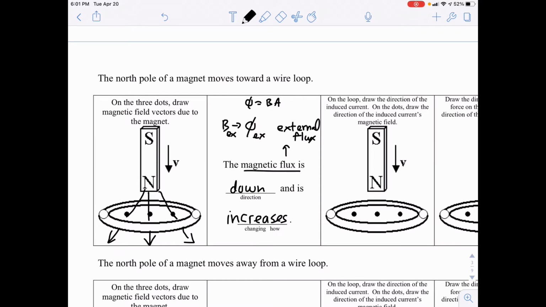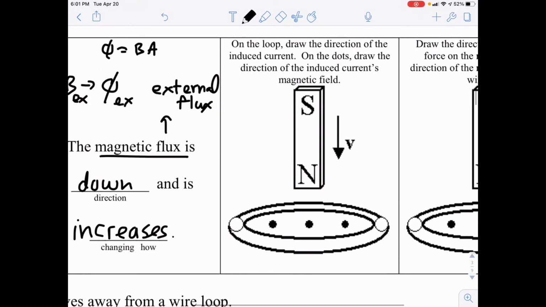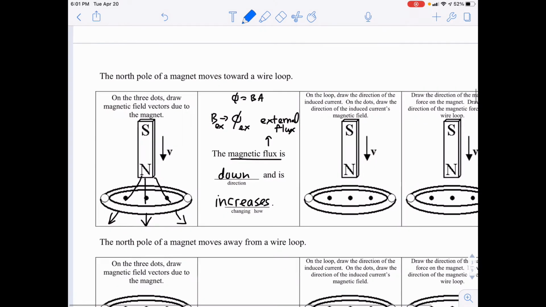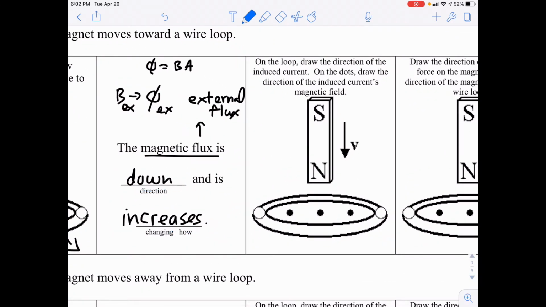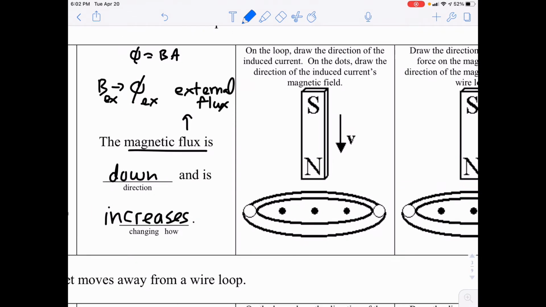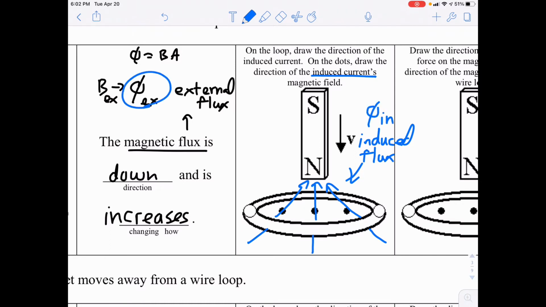Now, when the external flux increases, the induced flux will oppose this, and I'm going to draw this in blue. So if the external flux is pointed down, increasing flux means that the induced flux generated by this loop will oppose this external flux and will go the opposite way. So let's go ahead and draw arrows that are pointing up instead of down. That would be the direction of the induced magnetic field or the induced flux. This is the induced flux, which I'm going to call flux IN, or flux induced. This is external flux, this is induced flux.